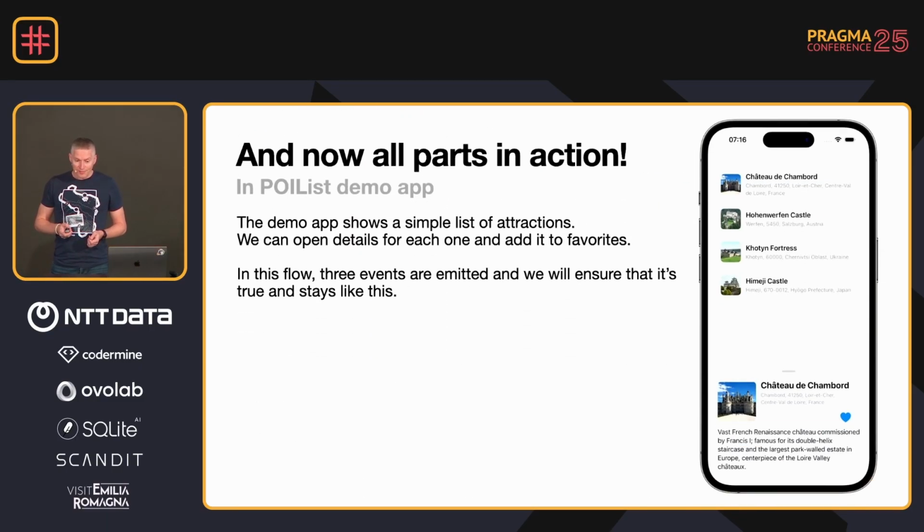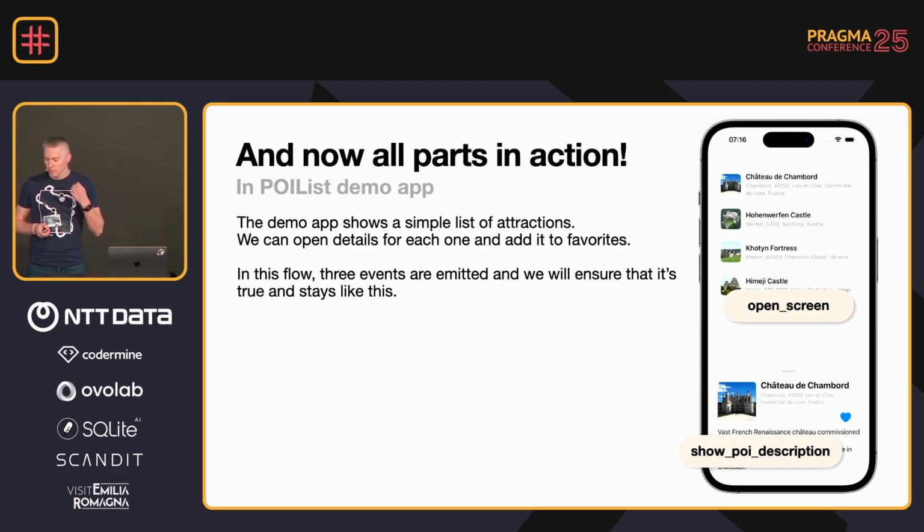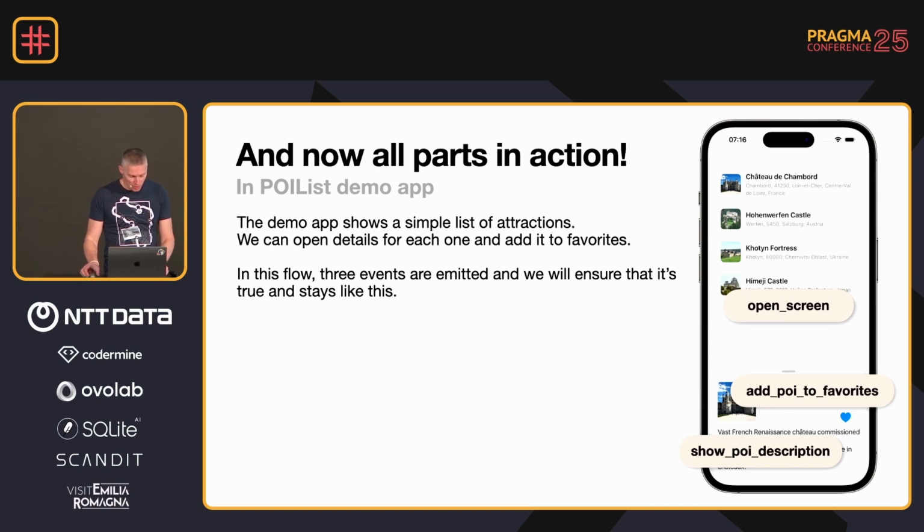All right, now let's put all parts in action. I have built a demo app, and I will share a link to GitHub where you can play with it. What it does is it shows a list of attractions. The user can tap on one attraction to see details and can add it to a favorites list. And each of those actions is supposed to emit a specific event, indicating that something happened. And I'm going to show how it works.